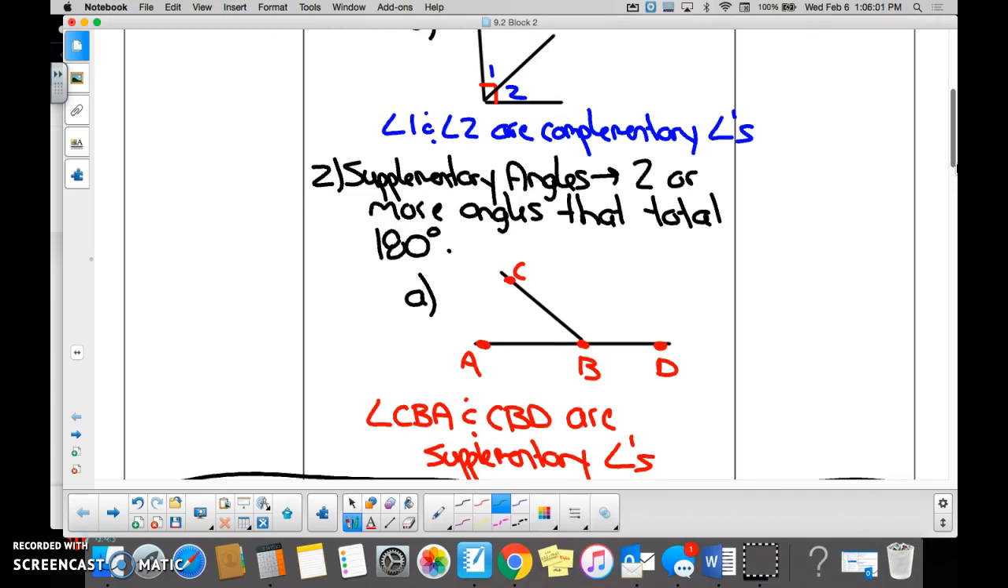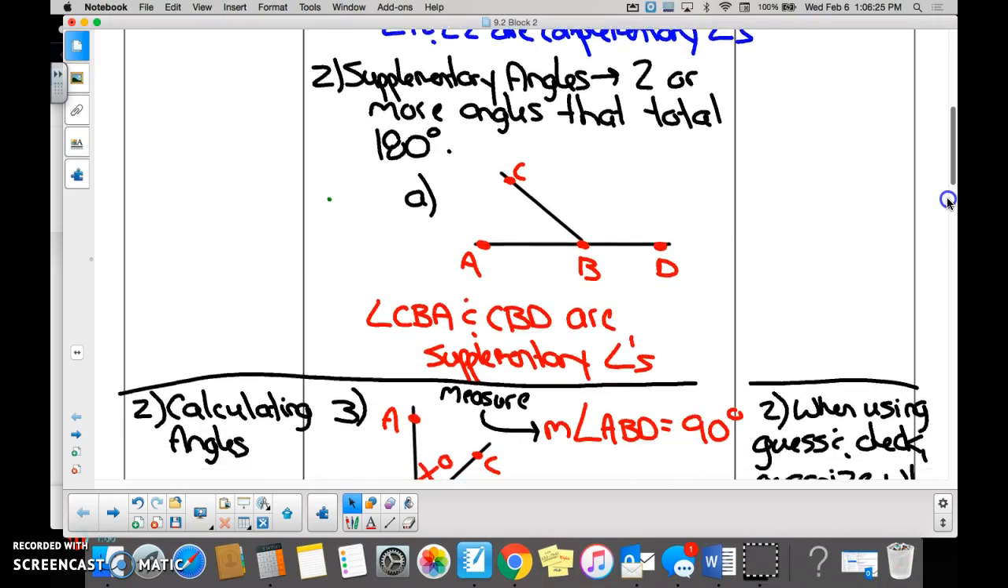Now, to be clear, complementary and supplementary angles have to have at least 2 angles, right? Yes. Okay, but can they have more than 2 angles? Yes. Can all 3 of these angles add up to 180 degrees and be supplementary? Yes. Okay, cool. So make sure you remember and know that.